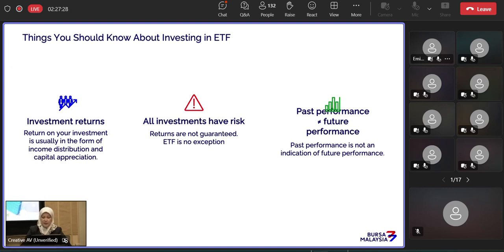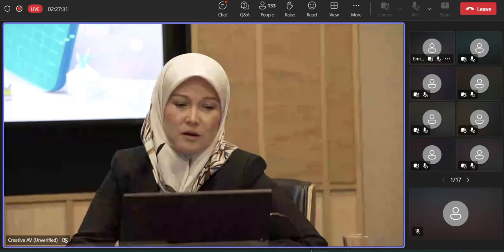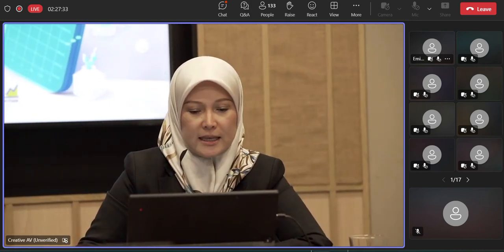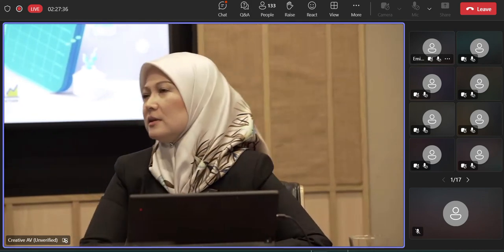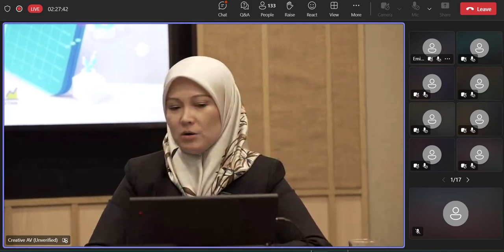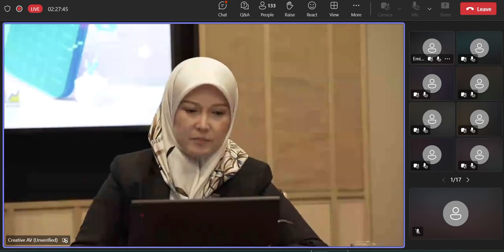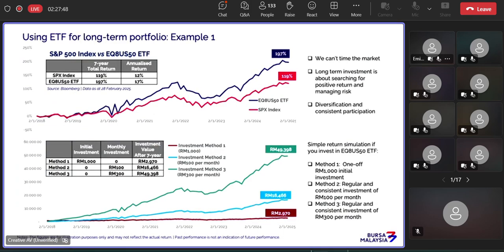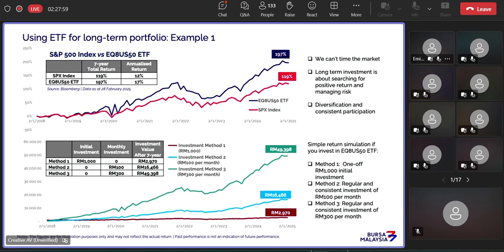If I may, I just want to give an example of using ETF for a long-term portfolio. This is what you mentioned about: if you start investing, should I invest one-off or regularly? I take as an example the S&P, Standard & Poor's 500 Index versus the Equate US 50 ETF. You can see that, based on data as of 28 February 2025, the ETF actually outperformed the S&P 500 Index. That's the performance of Equate US 50 ETF itself.